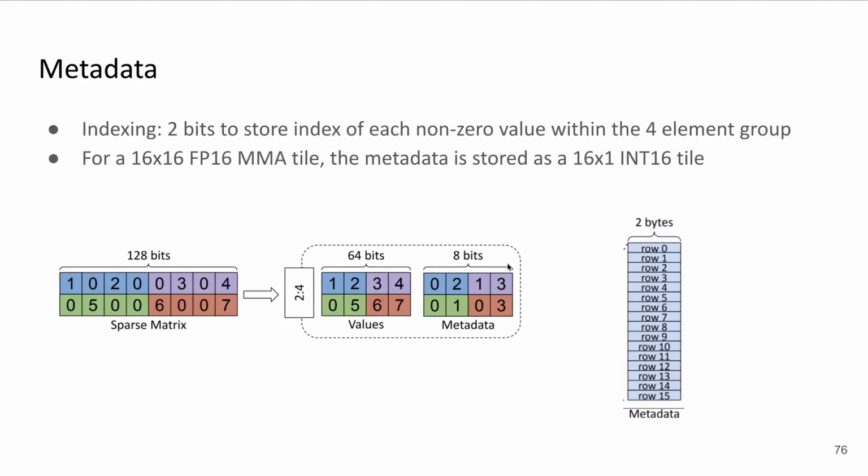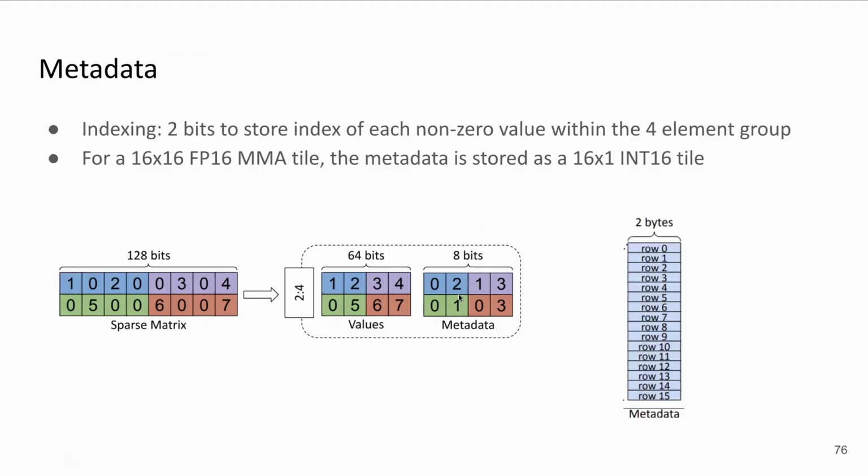So just to recap the indexing, we need 2 bits to store the index of each non-zero value within the 4-element group. So these values are going to be between 0 to 3, right? So 1 here corresponds to the 0th value in the group of 4, and then 2 here corresponds to the second value in the group of 4, and that converts into 0 and 2 here.